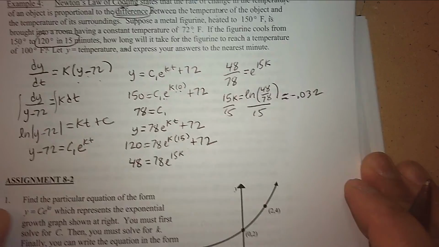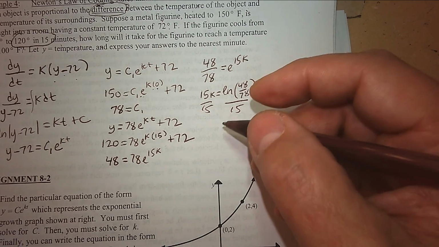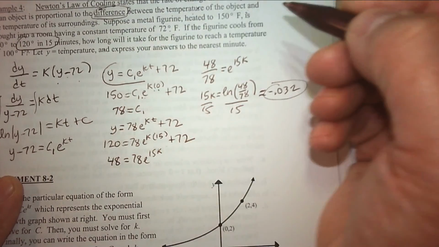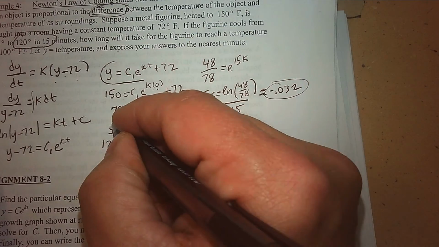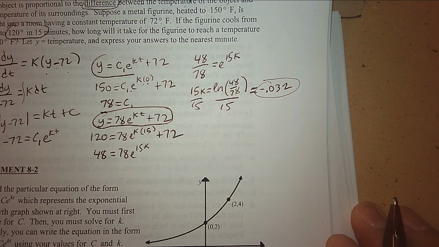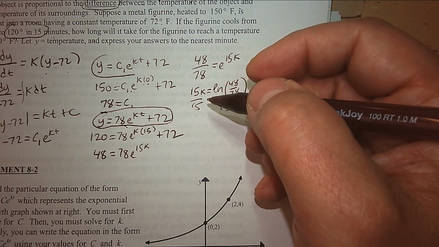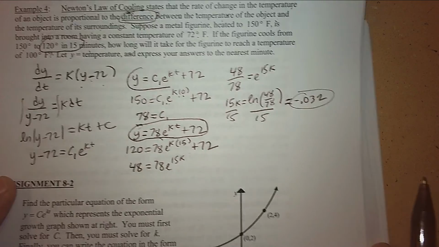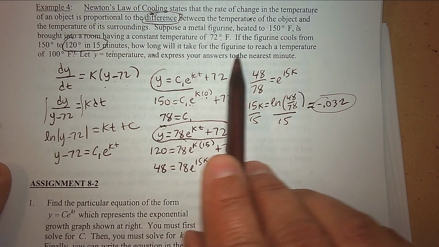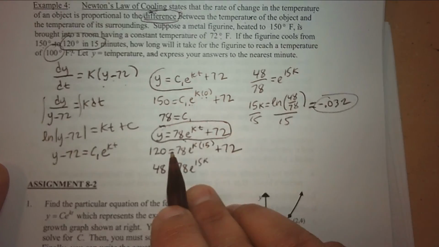Now that I know what k is, you think we're done. We're almost done. Do you remember this equation, this one I just circled? Because we know the constant in there. Now we can actually answer the question because we know what the rate is. It says, how long will it take for the figurine to reach the temperature of what? All right, so we're going to use this equation.